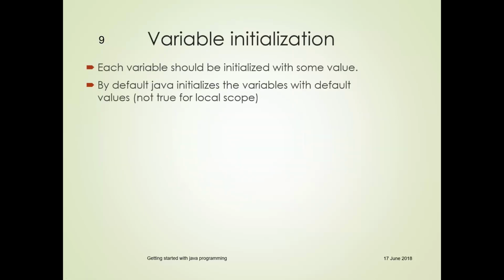There are certain rules whenever we initialize a value into a variable. What are the rules? Each variable should be initialized with some value. It's a default rule, but as I told you, the primitive data types are initialized automatically, no need to initialize. By default, Java initializes the value with the default value. Okay, we know it.